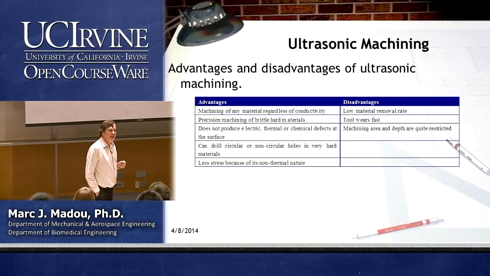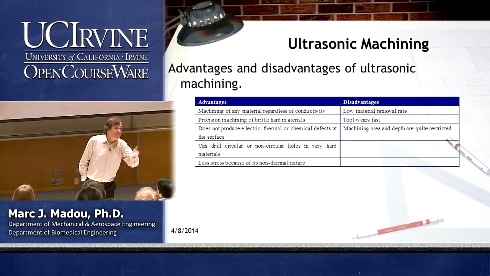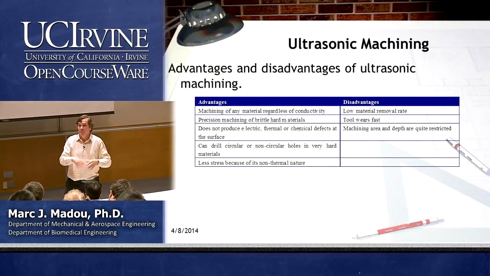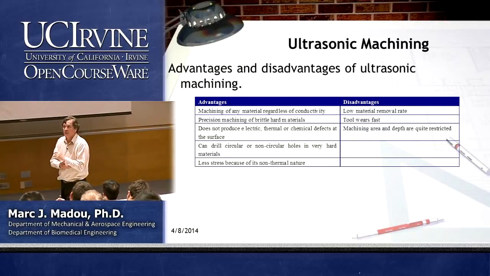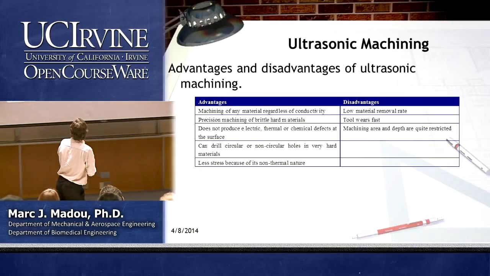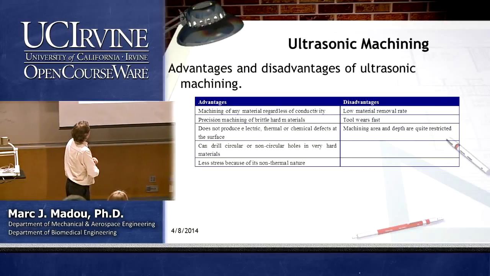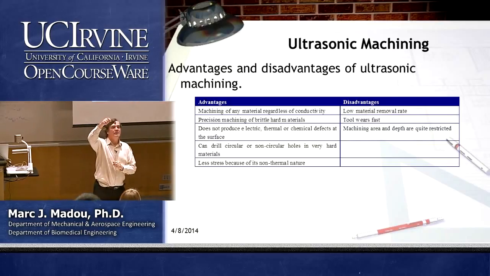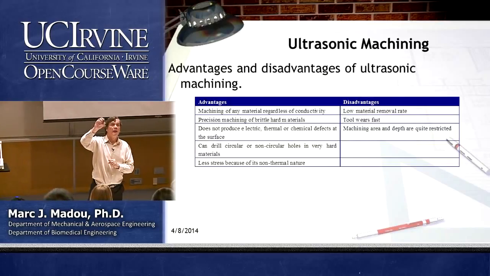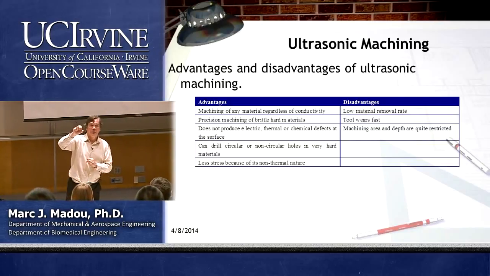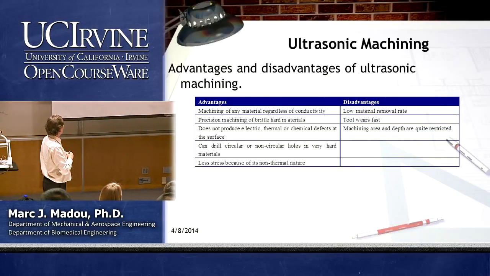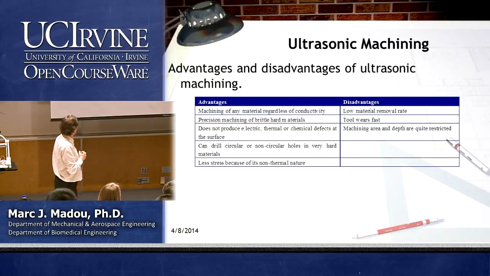So if you have something that is maybe like carbon, right? It's very difficult to machine carbon. It will break apart very easily. It will not if you use ultrasonic drilling. It does not produce electrical, thermal, or chemical defects at the surface. Key word here, it does not produce a heat-affected zone because there's no heat involved. It can drill circular or non-circular holes in very hard materials, with less stress because of its non-thermal nature.